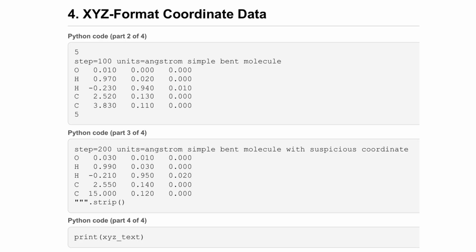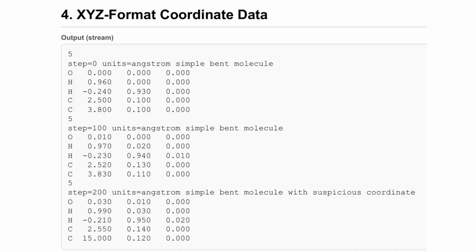Continuing our sample XYZ string, we see the second block representing the next time step. It again starts with the atom count and a comment indicating step 100. The final block in our raw text output reveals the coordinate data for step 200.